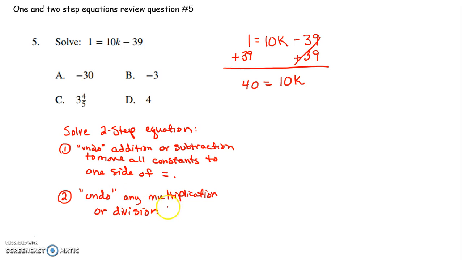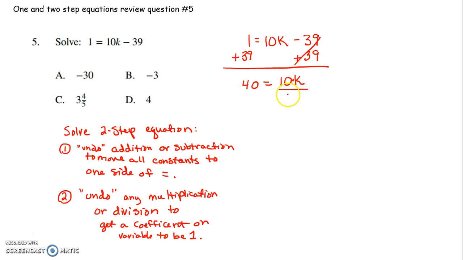Undo any multiplication or division to get a coefficient on x, or your variable, to be a 1. You need the coefficient of your variable to be a 1. So you go on the side with your variable. You say, what's the operation between the 10 and the k? If no operation appears between, we assume that's multiplication. So that's 10 times k. How do we undo multiplication? We undo multiplication with division.